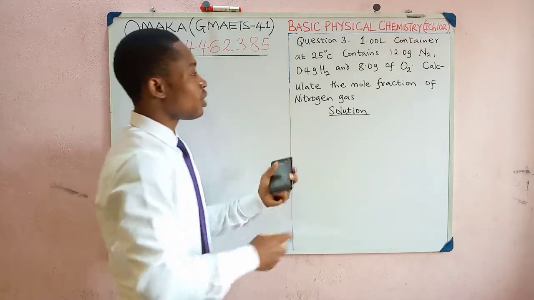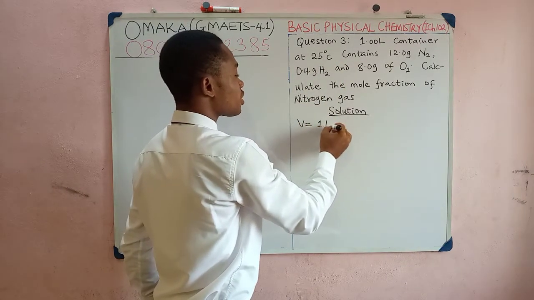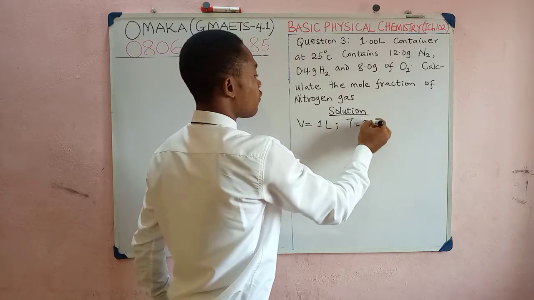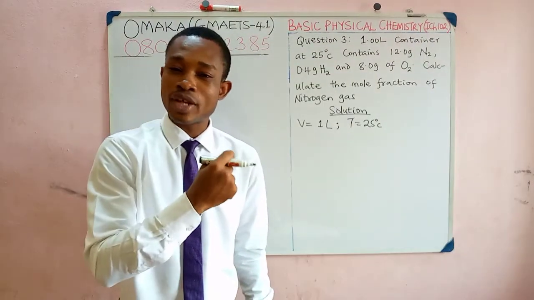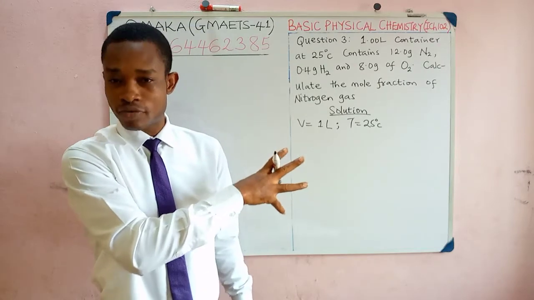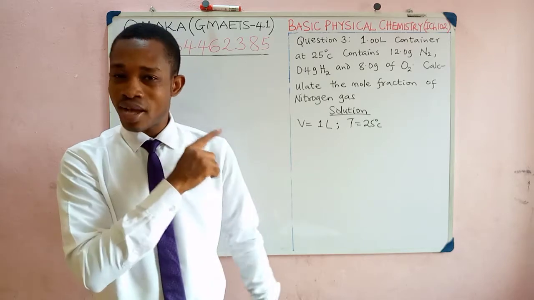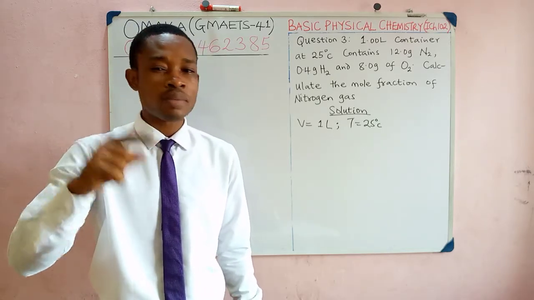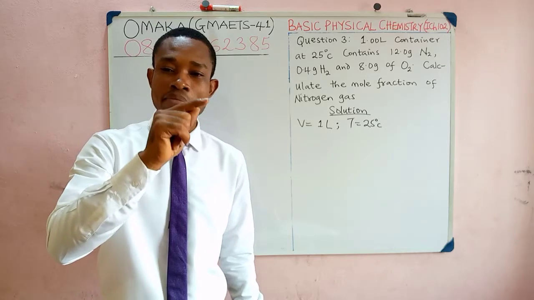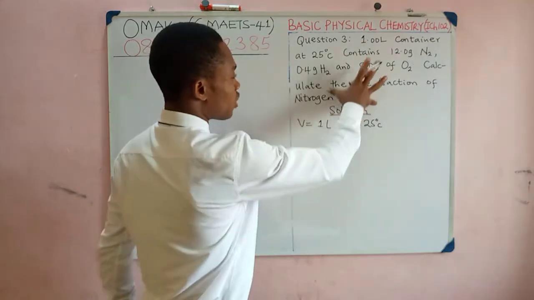For this problem, what do we know? The volume was given to us to be equal to 1 liter. The temperature was given to be 25 degrees centigrade. I'm not going to convert anything here because the problem we have to solve has nothing to do with temperature and volume as it stands. It only has something to do with the masses given to us. Remembering that mass can be converted to number of moles by dividing that mass by the molar mass of the gas, I will just focus on this.